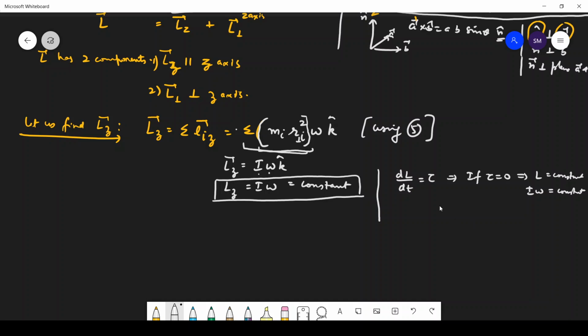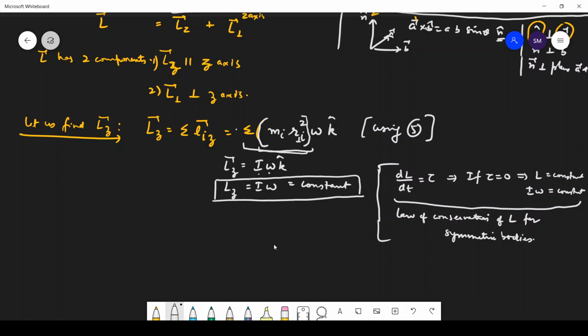So we are considering LZ as 0. We'll derive it, we'll write it down. So that's my law of conservation of angular momentum for symmetric bodies. This is the law.